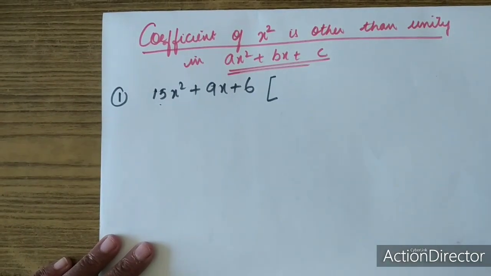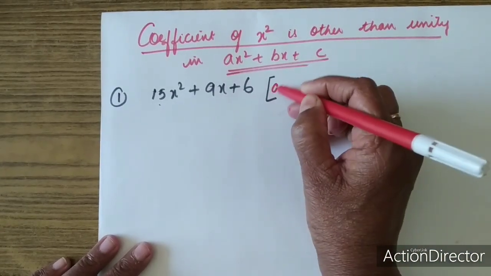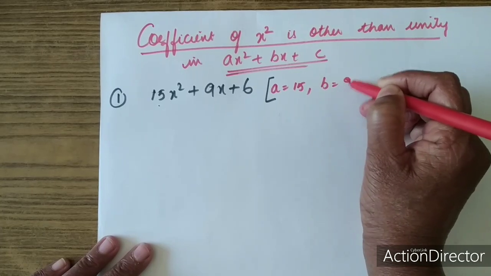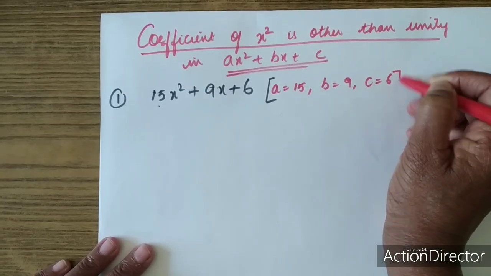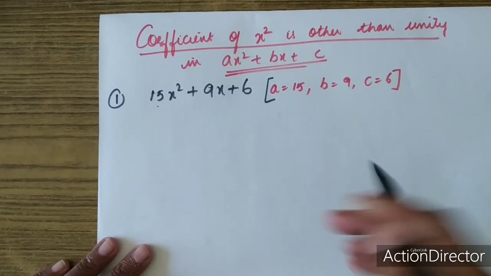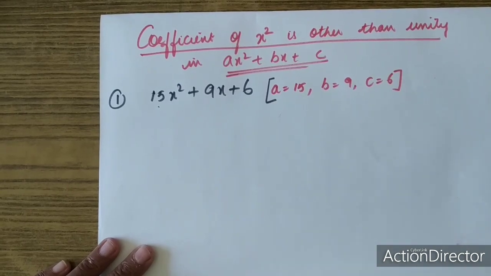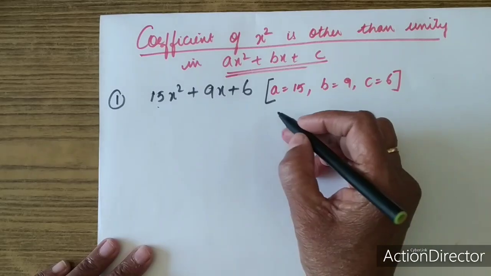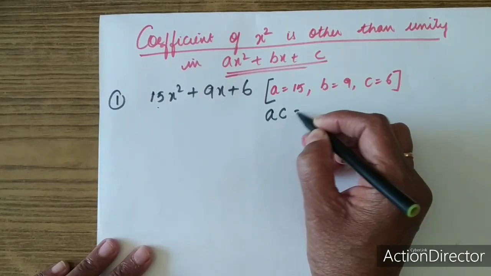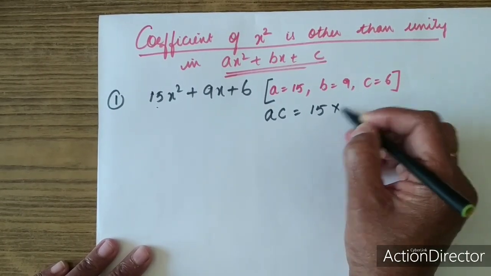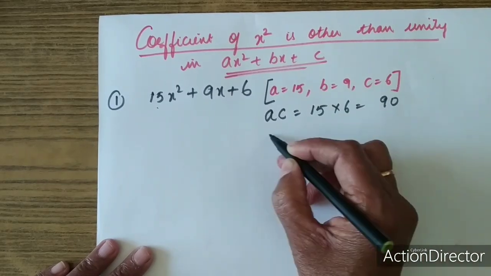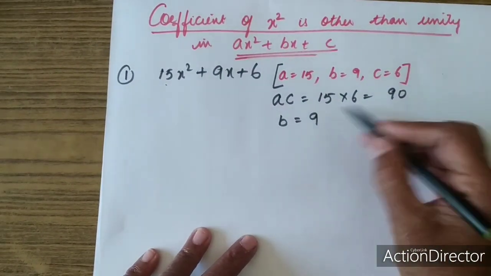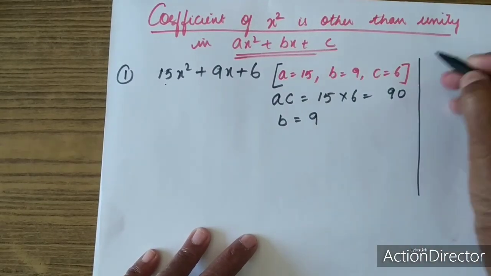So write the values of a, b and c. A is equal to 15, B is equal to 9, C is equal to 6. The procedure is the same for both types of sums. First we have to find AC, that is 15 into 6 is equal to 90, and your B is equal to 9. As usual, the next step is to write the factors of 90.